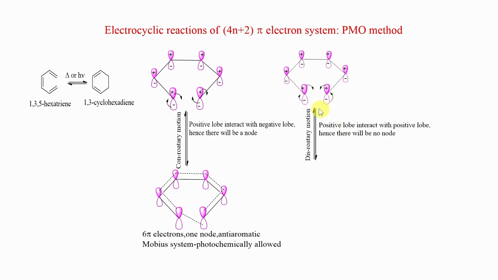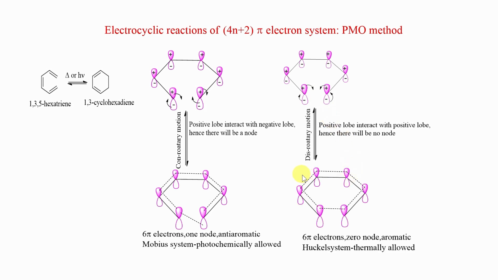So positive lobes interact with positive lobes, and so there is no node, and hence the cyclic array of orbitals in the transition state can be represented like this. And this cyclic array having no node, or zero node, with 6 pi electrons is aromatic, and so this cyclic transition state is a Huckel system. So the reaction is thermally allowed. Hence we can say the interconversion of 1,3,5-hexatriene to 1,3-cyclohexadiene is thermally allowed via disrotatory motion. This process is thermally allowed and it takes place via disrotatory motion.